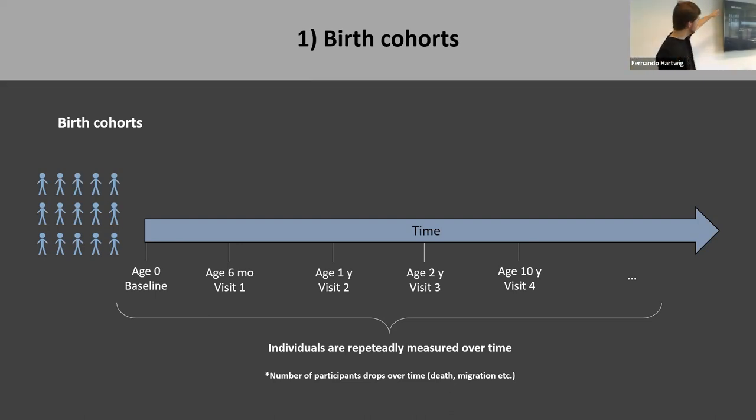So we have a group of individuals that we want to study, and we enroll them in the study right after birth, so at age zero, and that will be the baseline of the study. And then we measure the same individuals several times during their life course. Those ages here are just examples. You don't necessarily have to do 6 months and then 1 year and then 2 years. What is going to happen for sure is that the number of individuals that you have in your study is going to decrease over time due to factors such as death, migration, and other things.